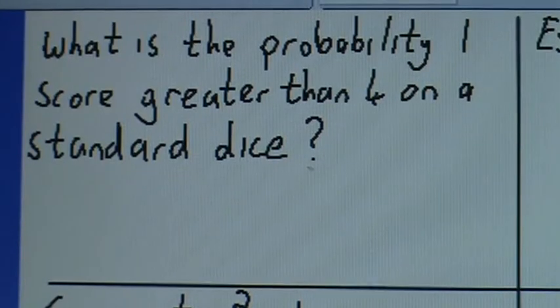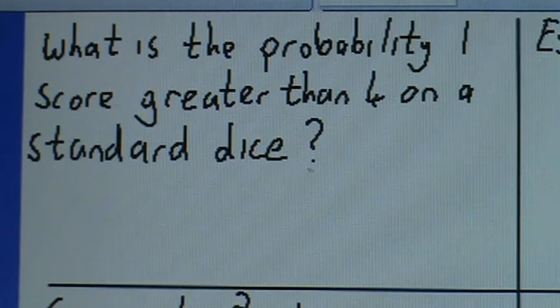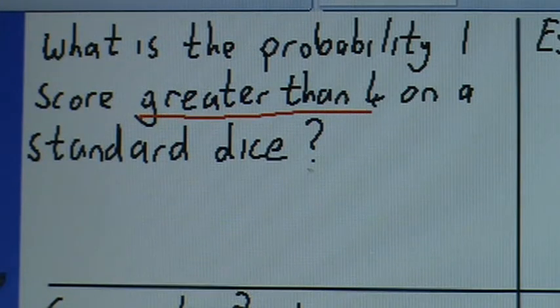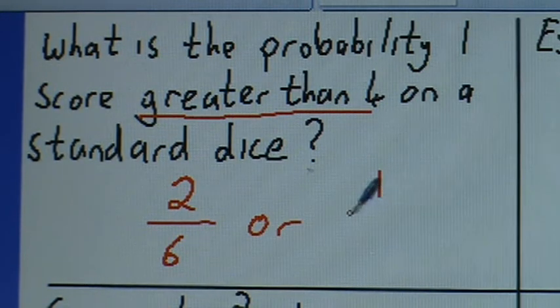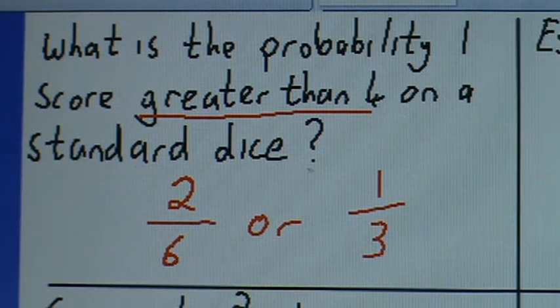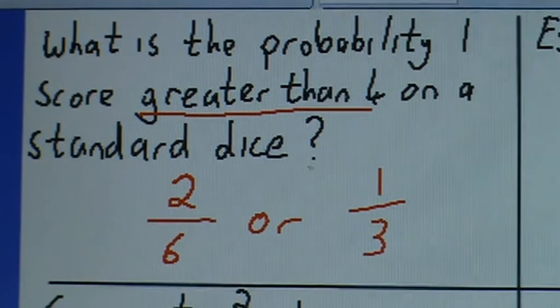So question number 1 says, what is the probability I score greater than 4 on a standard dice? Now the key here is it's the word greater than. So scoring greater than 4 means you can either score 5 or 6, in which case that gives you a probability of 2 out of 6, which could have been simplified to 1/3 if necessary. Okay, so greater than 4, don't forget, means it doesn't include 4, so we're only counting 5 and 6.